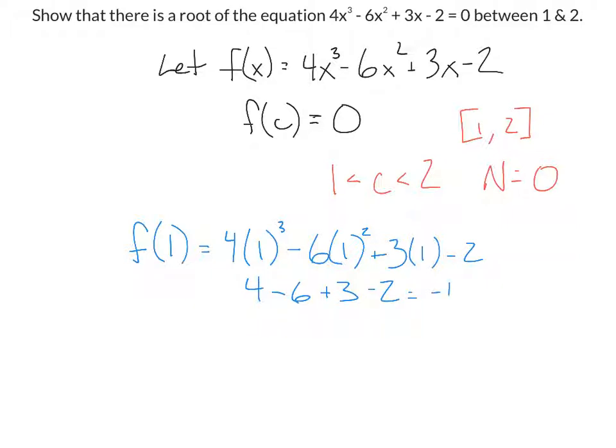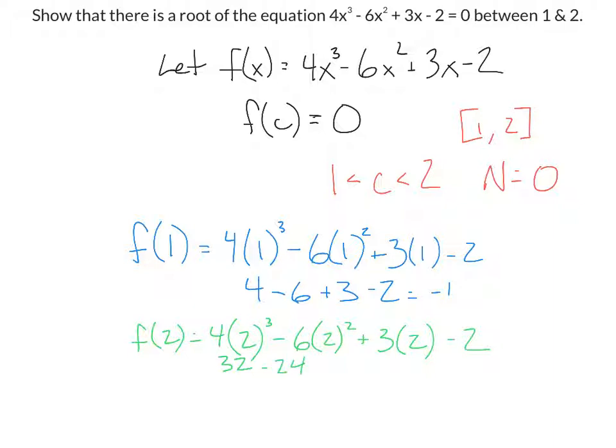Now I'll also plug in f of 2, and we'll see what we come up with here. So 4 times 2 cubed minus 6 times 2 squared plus 3 times 2 minus 2. 2 cubed is 8 times 4 is 32. 2 squared is 4 times negative 6 is minus 24. 3 times 2 is 6, and then minus 2. And so when we total all that up, we get a value of 12.